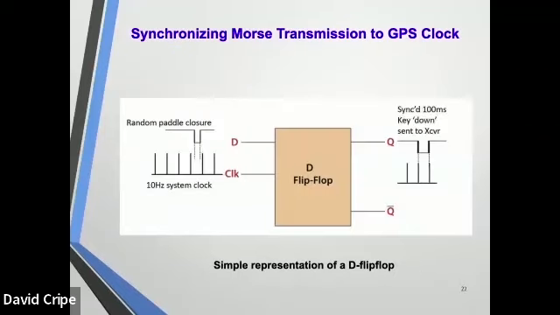Now, I talked earlier about how hard it is, and I come back again to the key synchronization, the paddle synchronization with software. I utilized a D flip-flop concept. Most of us know what a D flip-flop is. You have an edge coming in. In this case, it is the random paddle closure coming in, and the regular system clock comes in and triggers the clock input, and then the output only clocks that input closure on the regular 100 millisecond intervals.